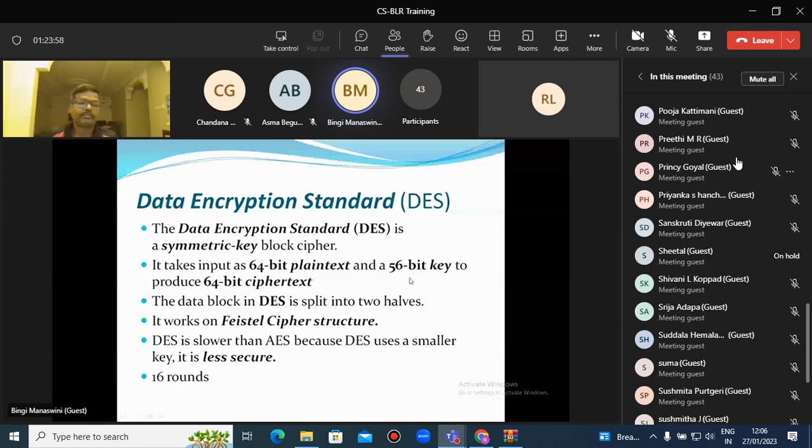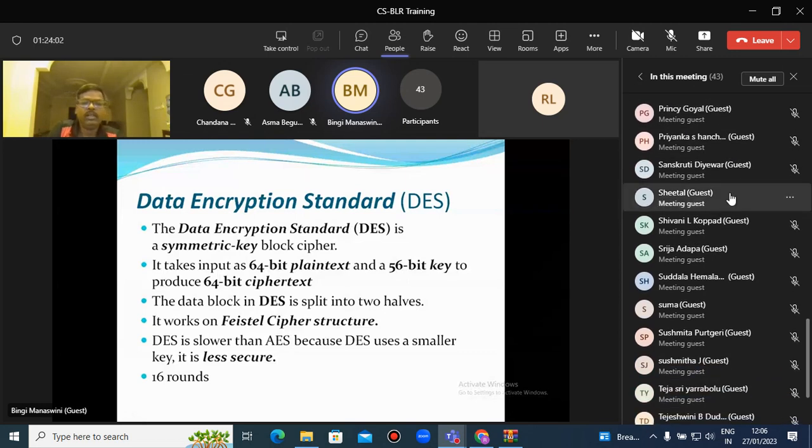In a block cipher, what is a block cipher? When we take an input, we need to divide that input into 64-bit size blocks, and we need to process each block at one time. And the data block in DES is split into two halves, and we need to do the processing.